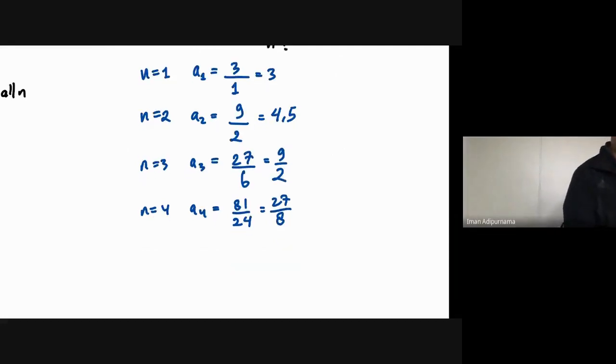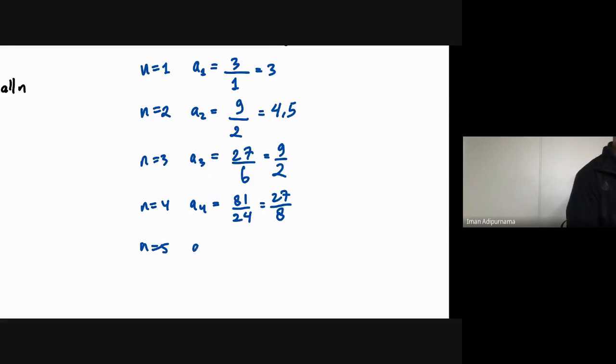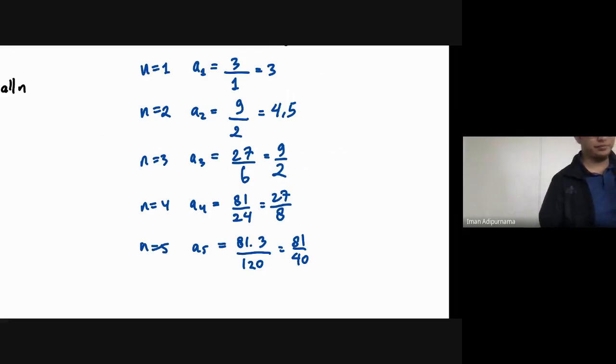Okay. Maybe one more. n equals 5. Let's say it's 3, 5. 5 factorial is 20, 60, it's 120, right? So it will be, okay. Okay, what is happening here?